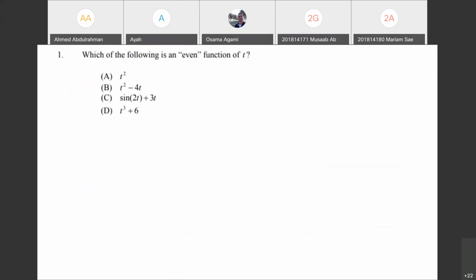Now, which of the following is an even function of t? A, because you have t squared. B is wrong because you still have t in the other term. C is wrong because sine is odd and also t is odd. When you add two odd functions, you will still have an odd function. But when you multiply or divide two odd functions, you will have an even function. Number D is not odd and not even because you have a constant.